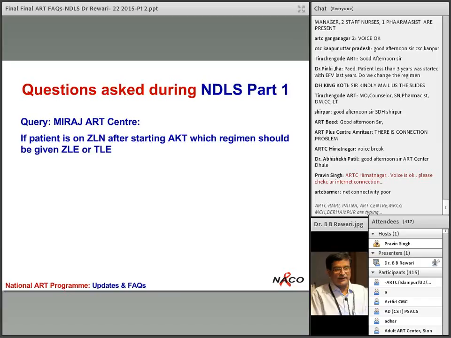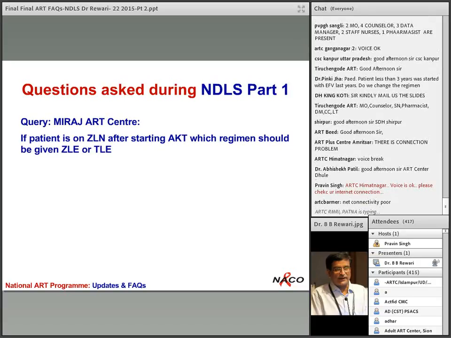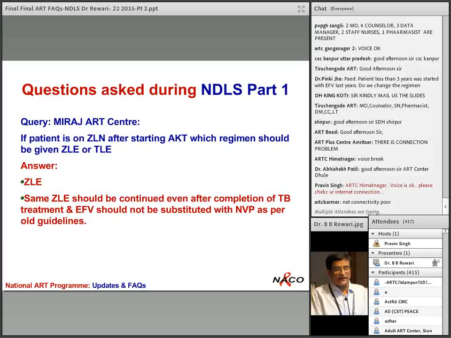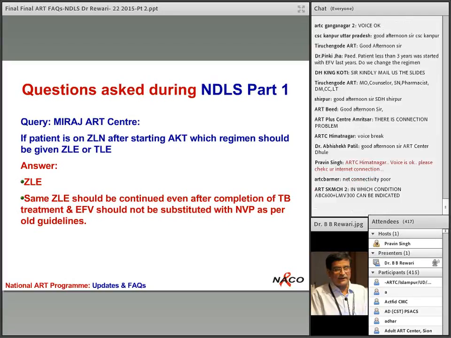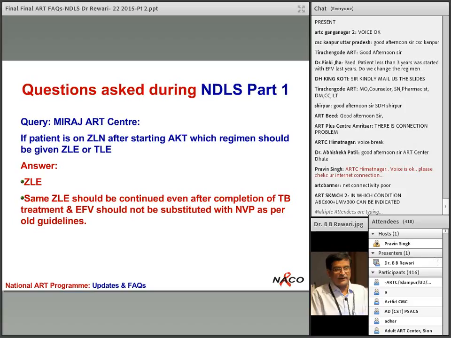If a patient is on ZLN after starting ATT, which regimen? Definitely nevirapine needs to be changed to an efavirenz based regimen because of the drug-drug interaction between rifampicin and nevirapine, and this ZLN needs to be continued even after completion of TB, and efavirenz should not be substituted with nevirapine, which was the earlier guideline.